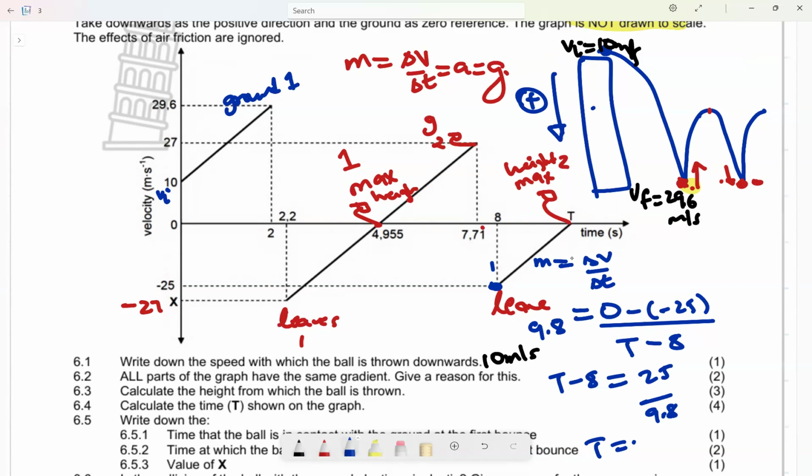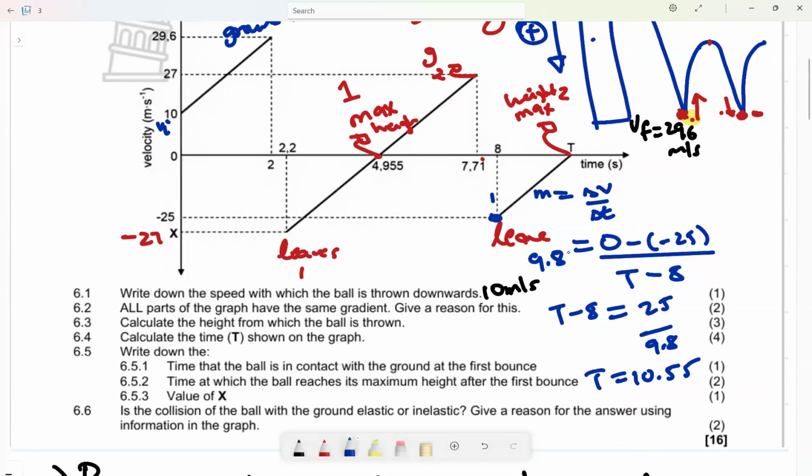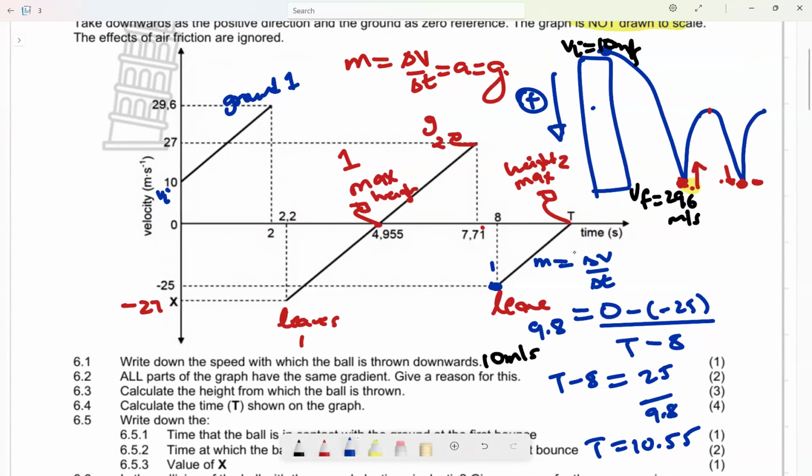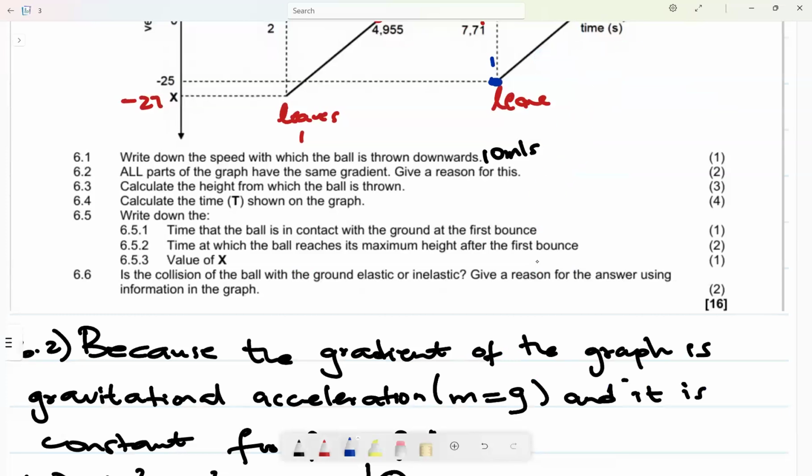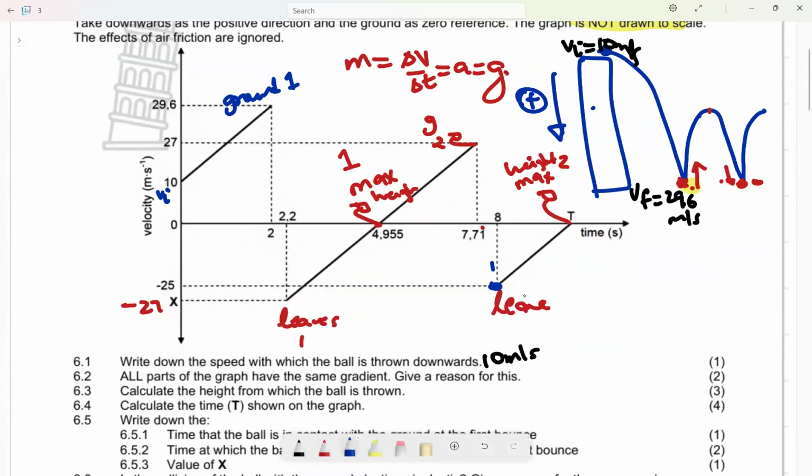So the time that you get is 10.55. This is t. Or what you can do is find the time it took from here to the maximum height. The first option is to find t using gradient, or the second one is to find t when it reaches the maximum height, because I know the velocity that it leaves the ground, which is negative 25, and the final velocity is 0, and acceleration is that one.